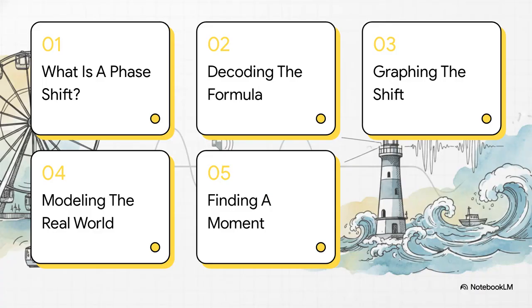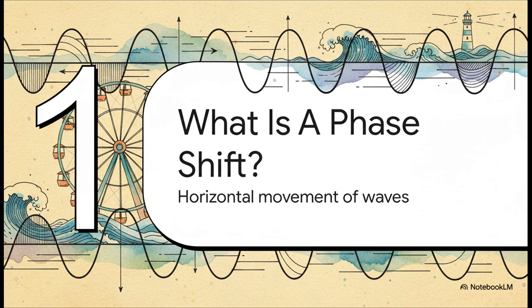So here's the game plan. We're going to start with the big idea. What even is a phase shift? Then we'll decode the formula that actually makes it happen. After that, we'll see how to graph it, which is super useful. And then, the fun part, we'll model some really cool real-world stuff and use our model to pinpoint a specific moment in time.